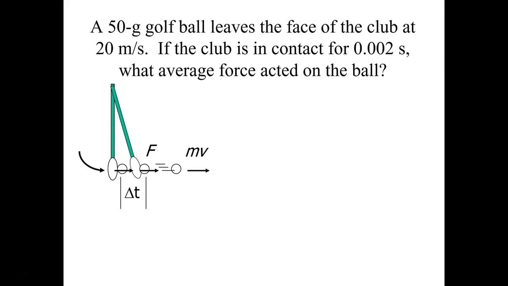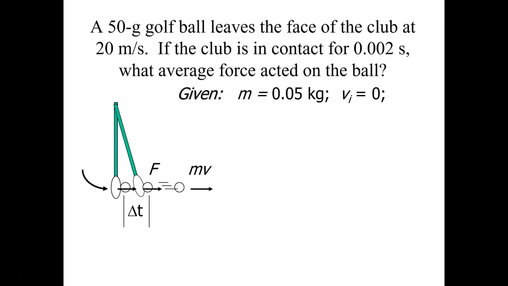So I have a question here. A 50-gram golf ball leaves the face of the club at 20 meters per second. If the club is in contact for 0.002 seconds, what is the average force acting on the ball? Well, in this case, we know what the mass is, and we know what the initial velocity is. We also know what delta T is, and we know what our final velocity is, which is pretty cool.